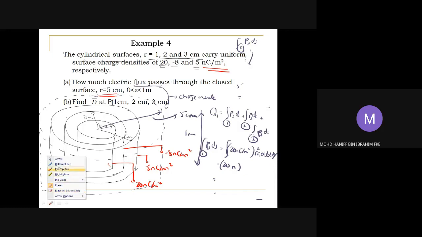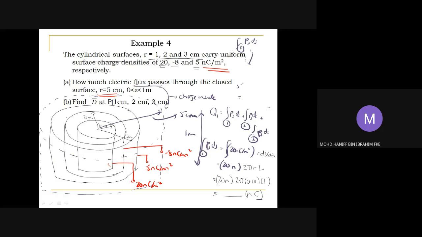This is a cylindrical structure, so you cannot use the ds as this. It should be r d phi dz. When you proceed with the integration, you're going to have 2 pi rl. L is given to be 1 meter, R is the radius, so it should be 20 nano times 2 pi times 0.01 meter times 1 meter, and you're going to have the answer in nanocoulomb.